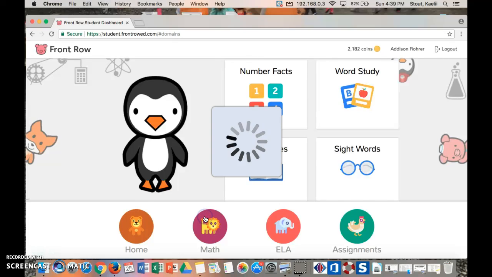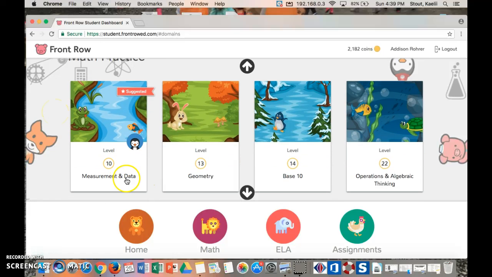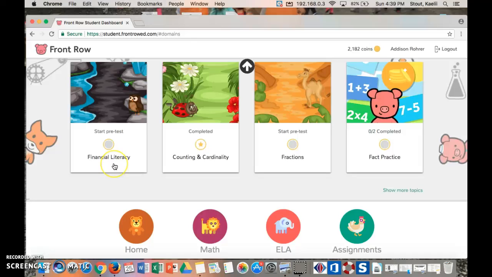So when they click on the math, what comes up are the different domains. So you have measurement and data, geometry, base 10, operations and algebraic thinking, financial literacy, which obviously second grade students don't usually work on, counting and cardinality, fractions, and then the basic fact practice.